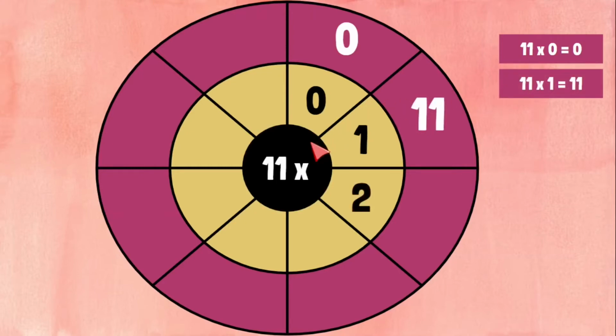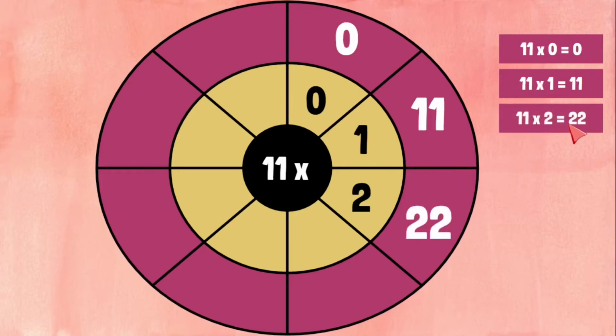11 times 2. We have 11 groups with 2 inside of each of those groups. Or we can do 11 plus 11. So we have 2 11s. That will give us 22. 11 times 2 equals 22. You might notice a pattern.